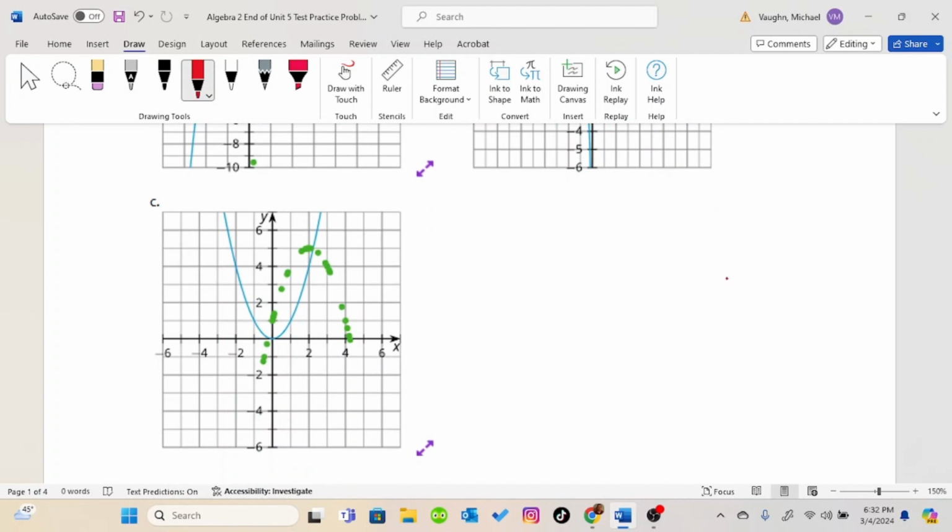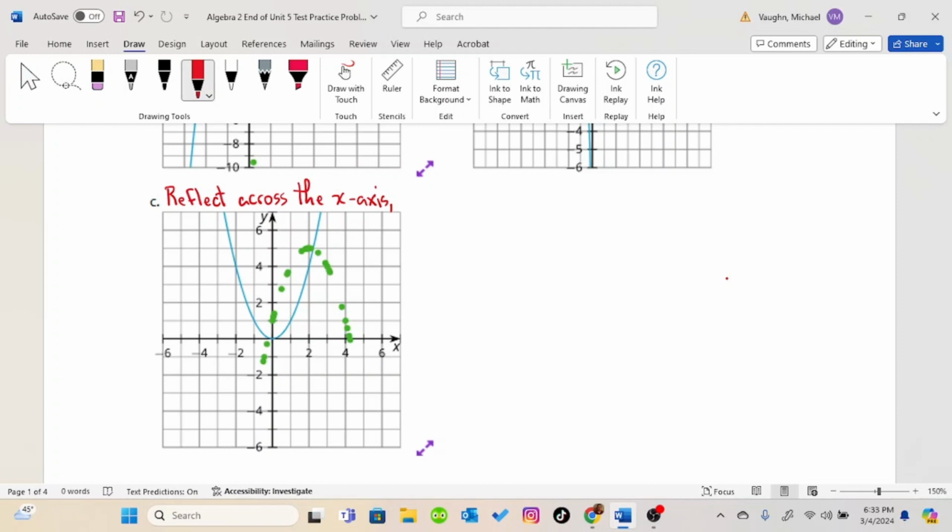And in the bottom left, we're looking at C. Notice the blue graph opens upward, but the green data points open downward. So the first thing we need to do is reflect across the x axis. This will turn the blue line upside down so that it opens in the same direction as the green data points.